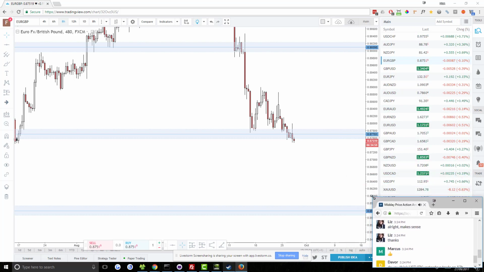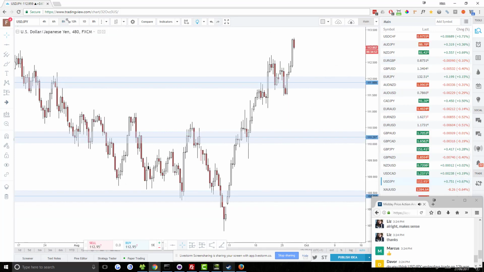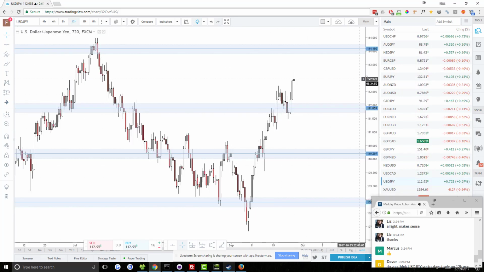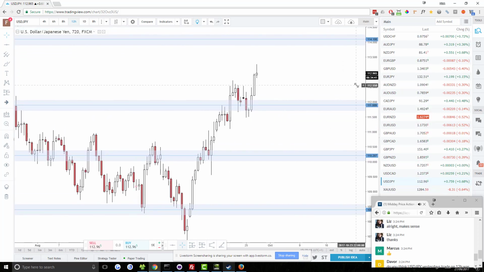USDJPY yesterday, yeah, I saw that. It's a really good continuation trade. Did you take it, Davor? It's a bit low in the support area, which makes it a bit riskier, but it worked out really well, so it ended up being a really good continuation trade.